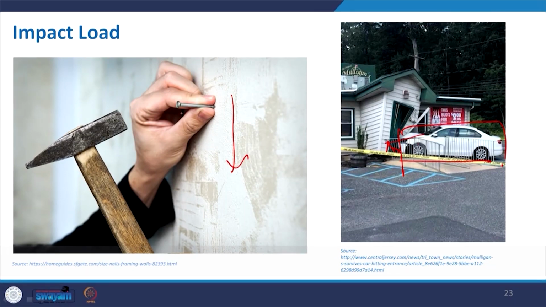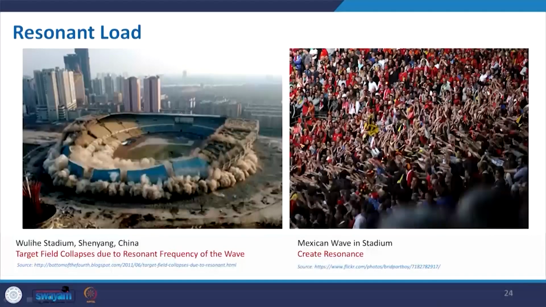It will also disturb the equilibrium of your structure. Now, this one is the last one, called resonant load. So, what is resonance? When a wave is generated, and over a period it will propagate, it will create resonance. Sometimes we experience this with the Mexican wave when two great teams are playing football or cricket. In the stadium, people are creating it in a rhythmic manner.